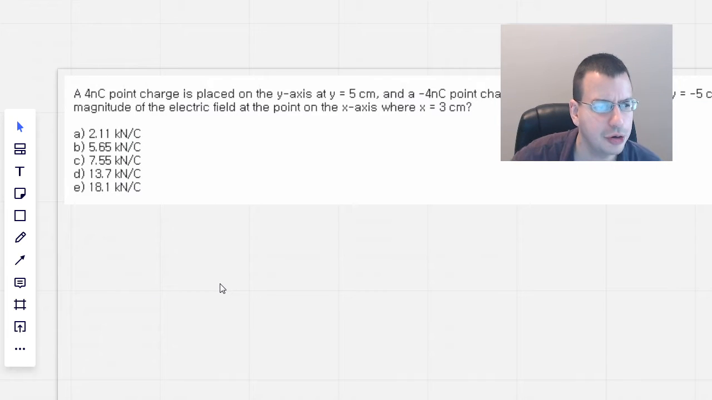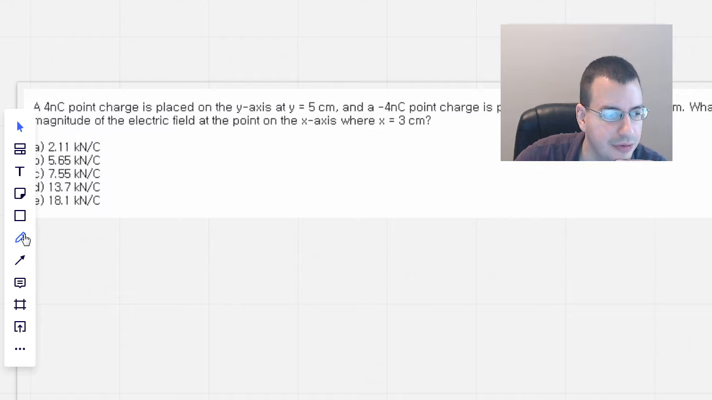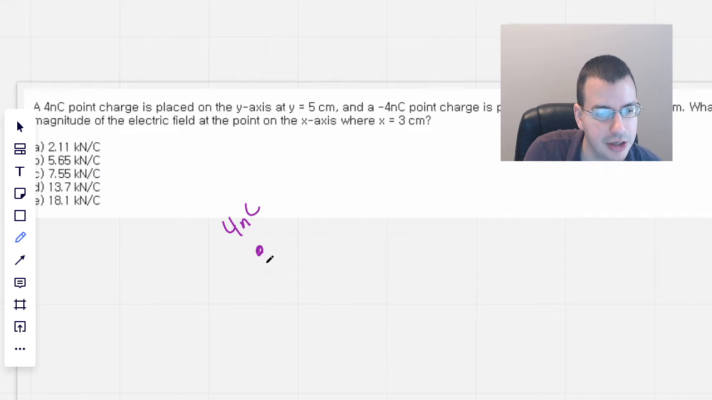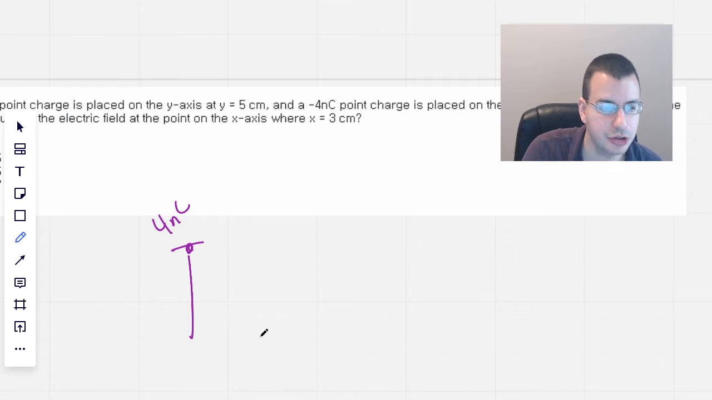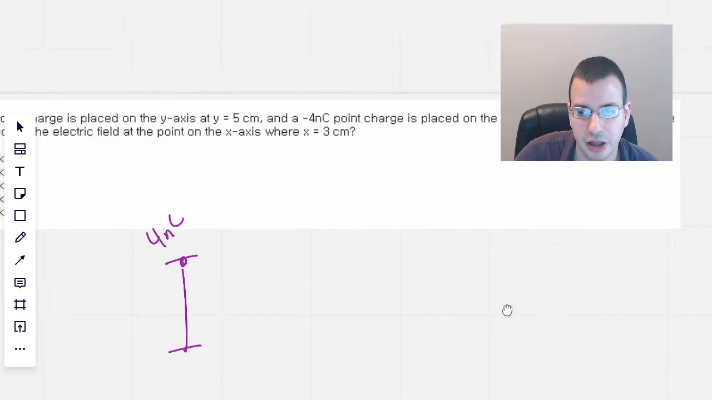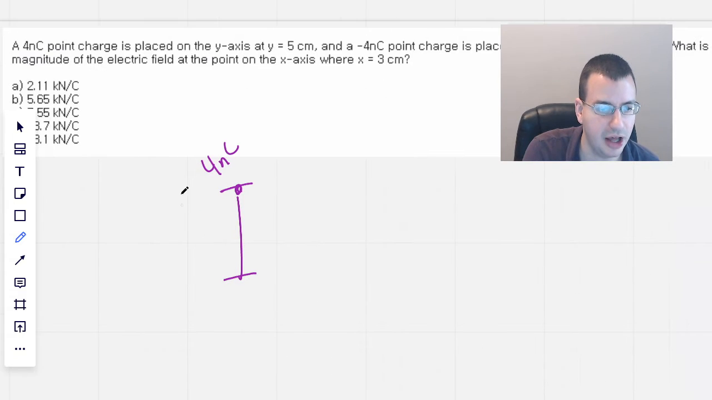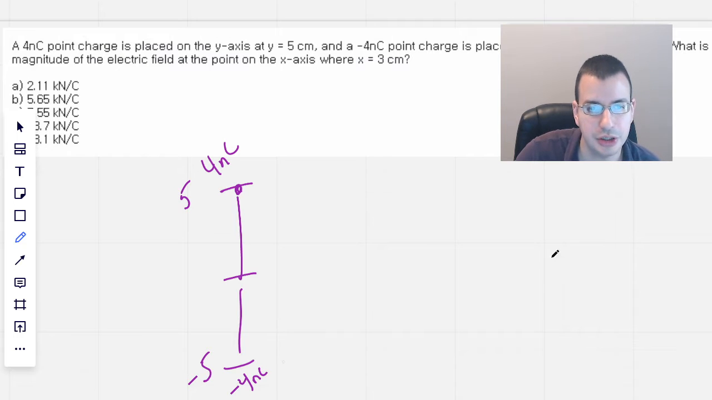A 4 nanocoulomb point charge is placed on the y-axis at y equals 5. Okay, all right, this will be 4 nanocoulombs at 5. And a negative 4 nanocoulombs is placed on the y-axis at negative 5. So that works. So this will be 5. This will be negative 5. And this will also be a negative 4 nanocoulombs.